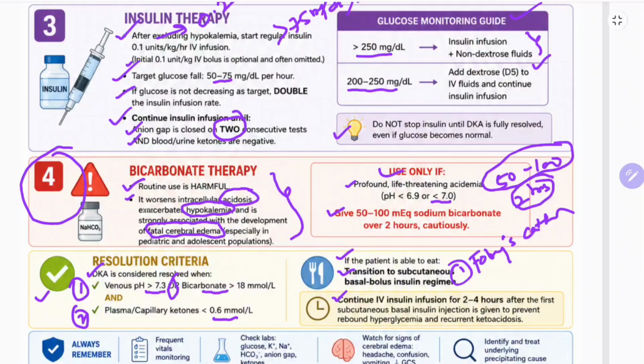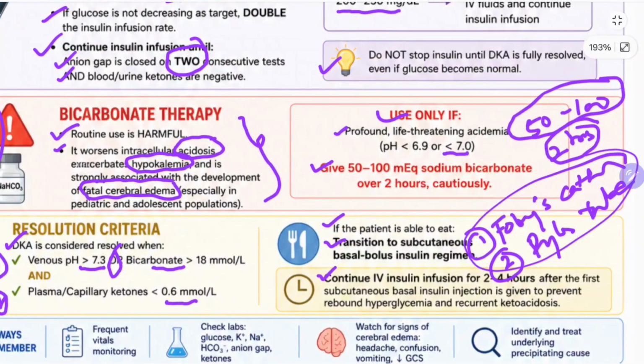And if the patient is not able to take orally for a long time, insert a Ryle's tube and give food through it. This is one more thing to keep in mind. Always remember, vitals should be monitored frequently, every hour. Check labs: glucose, potassium, sodium, bicarbonate, and ketone bodies are all important. Watch for signs of cerebral edema, very important. The patient may end up with cerebral edema anytime: headache, confusion, vomiting, decreasing GCS.